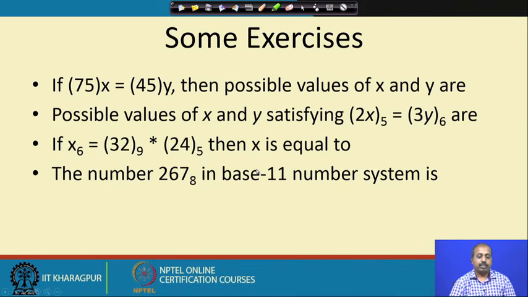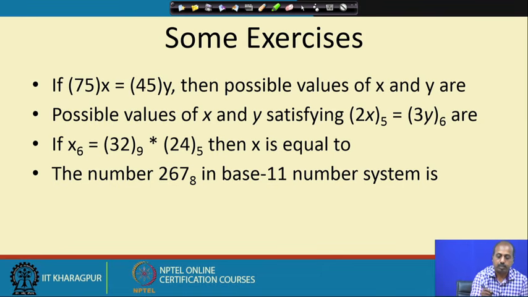Okay. So, that finishes our discussion on the floating point number system. Next we will be doing a few exercises which are very interesting. The first one says that I have got two numbers, 75 and 45. Out of these, 75 is a base x number and 45 is a base y number. So, what are the possible values of x and y?